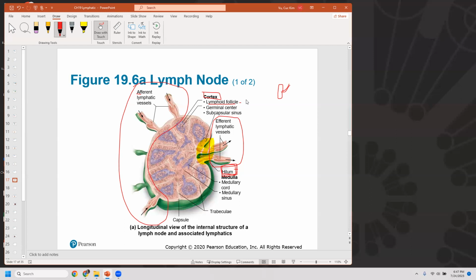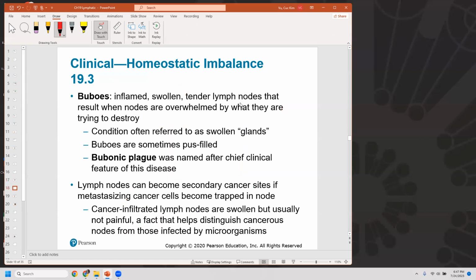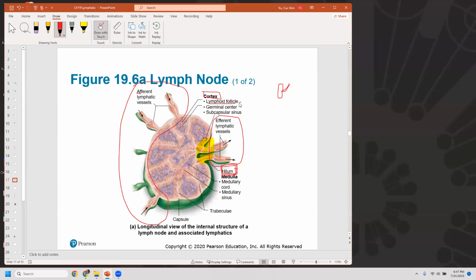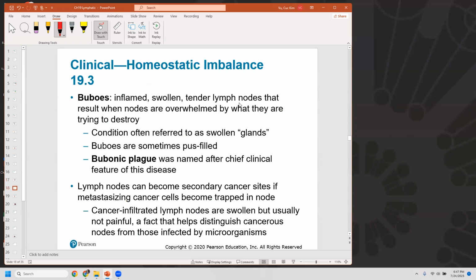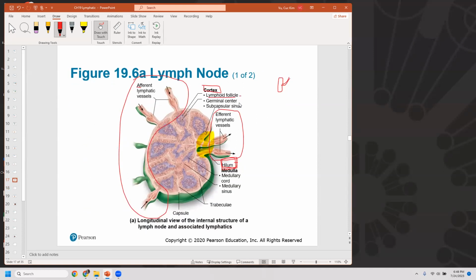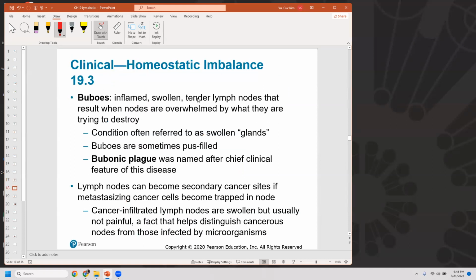That's where you'll find the activation of the lymphocytes. All right. So that's the lymph node. Okay. All right. So some diseases that are associated with lymph node conditions would be buboes.